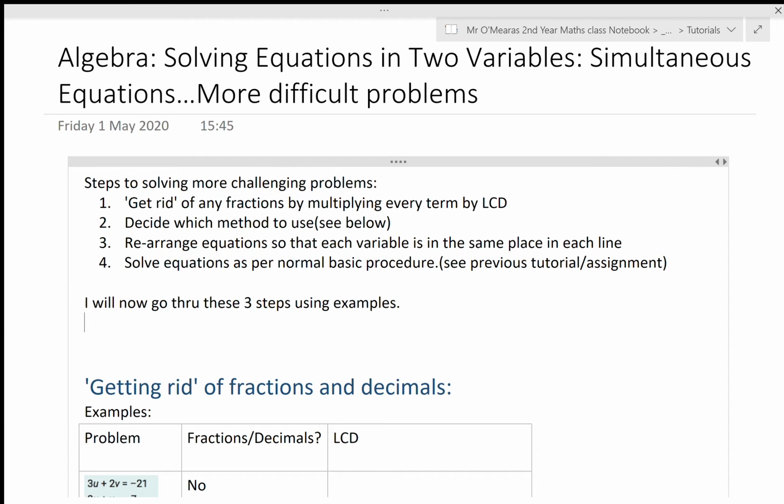Second thing is decide which method to use. The two algebraic methods that we have at the minute are substitution and elimination. So deciding which one of those to use. We'll go through how you decide that.